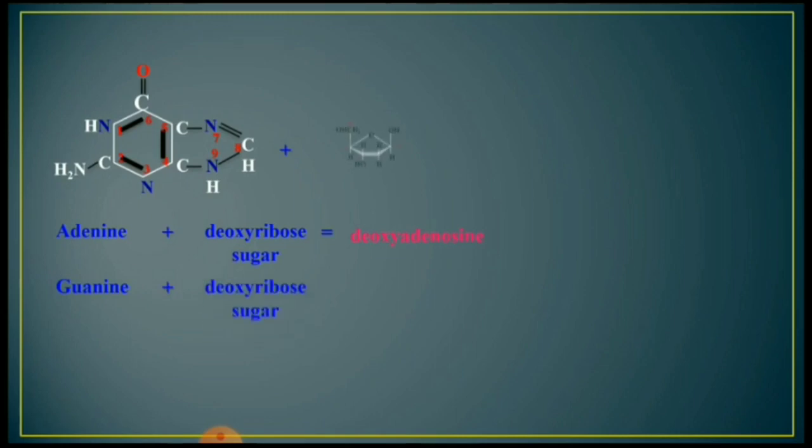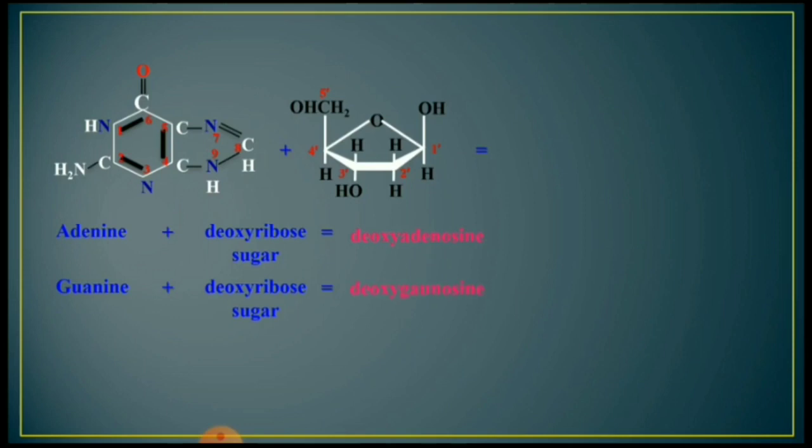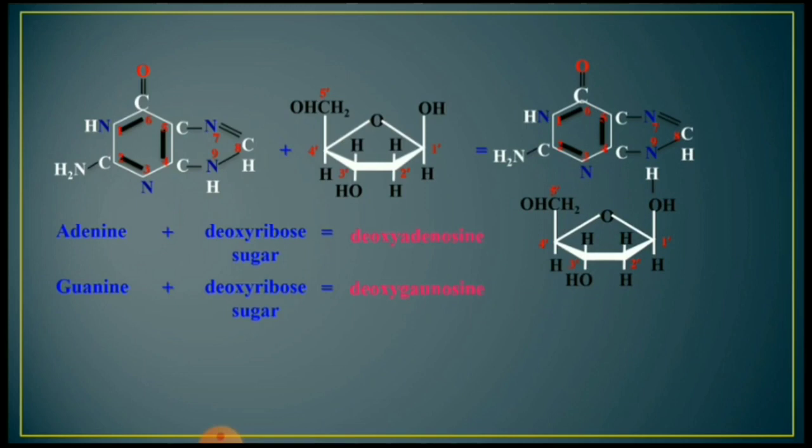The second one, guanine combines with deoxyribose sugar to form deoxyguanosine. Again, the nitrogen base is purine, so again a 1,9 N-glycosidic bond formation takes place.